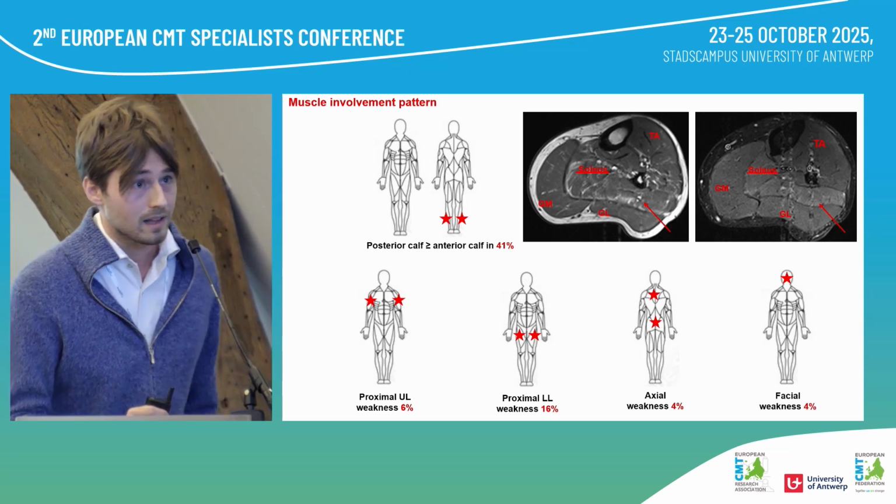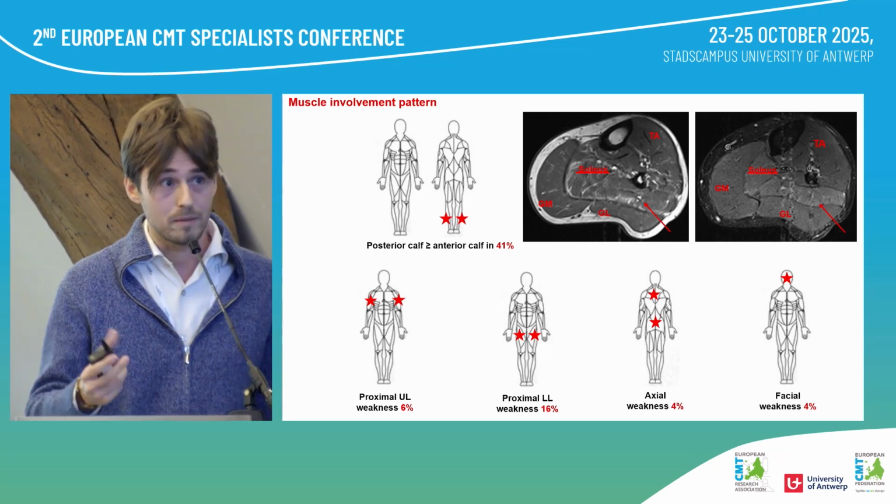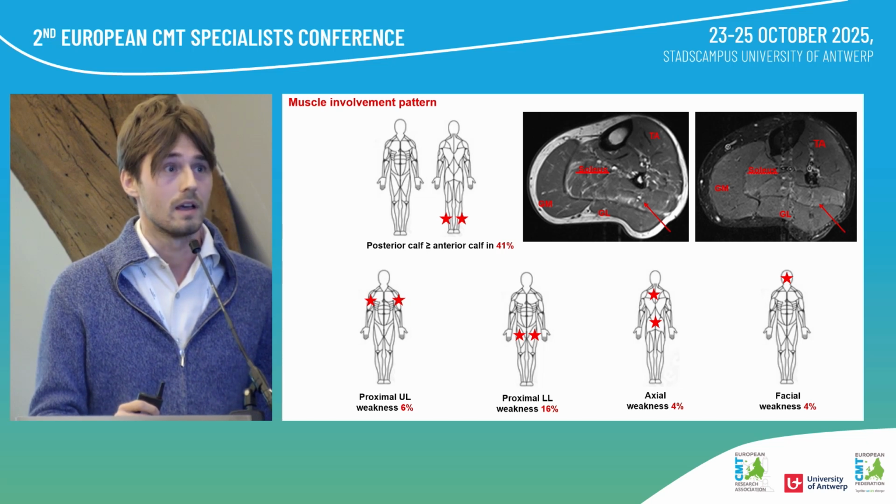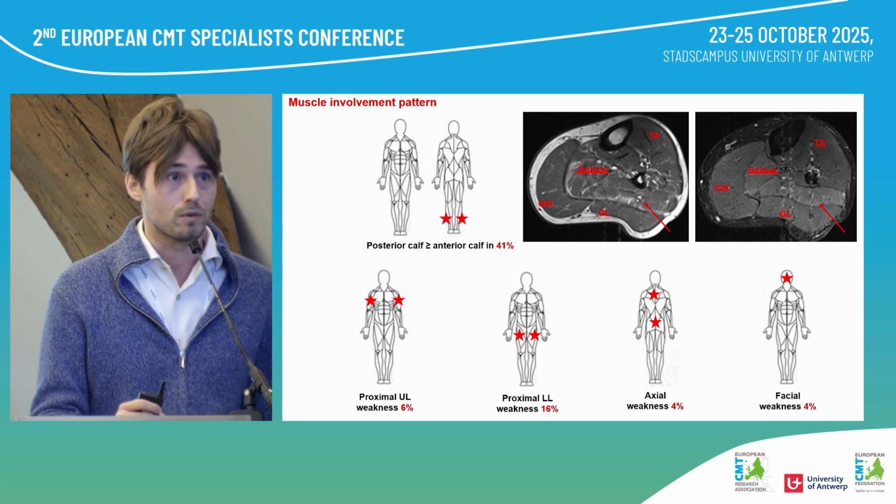The muscle involvement pattern was quite typical and atypical for other types of CMT, as the posterior calf was more involved compared to the anterior one in 40% of patients.